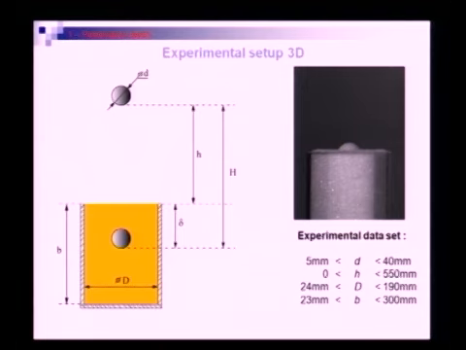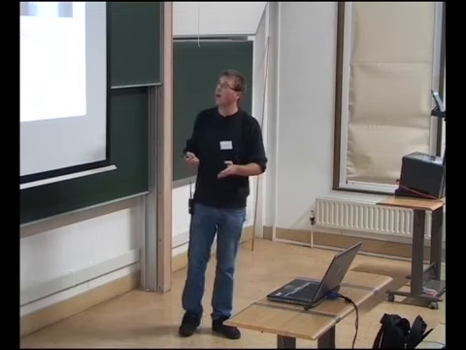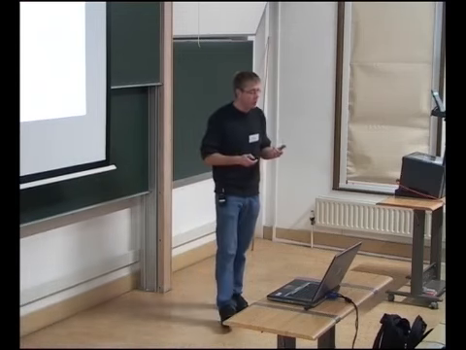And I'm going to use another length, which is capital H, which is the total drop height. It's the free fall height h plus the penetration depth delta. And moreover, I'm going to normalize all the quantities by the diameter of the projectile. So I'm going to talk about normalized delta, which is delta over d, and normalized H, which is H over d.